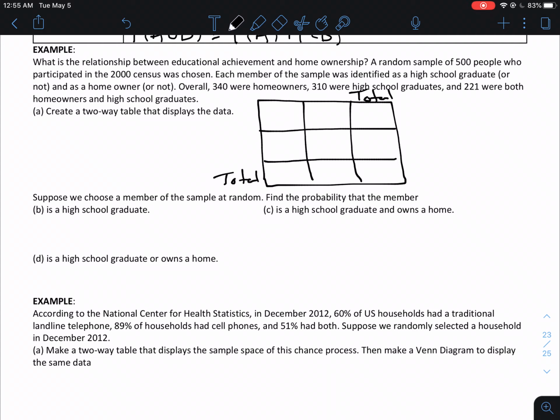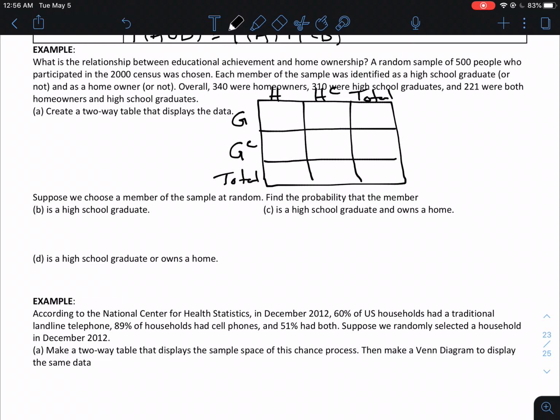Now, there were two different categories that they separated these people into. One was whether they were homeowners or not. So I'm going to call that H, and then not homeowners I'm going to call H complement, using that notation that we saw in the previous lesson. And then it told us that we also had some that were high school graduates and not. So again, I'm going to call those graduates and graduates complement.